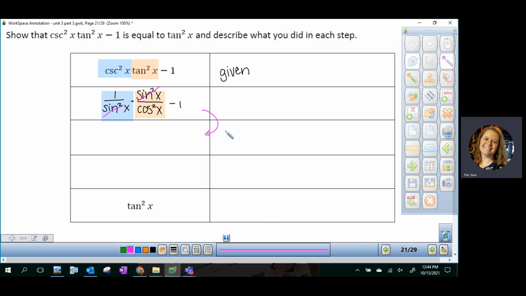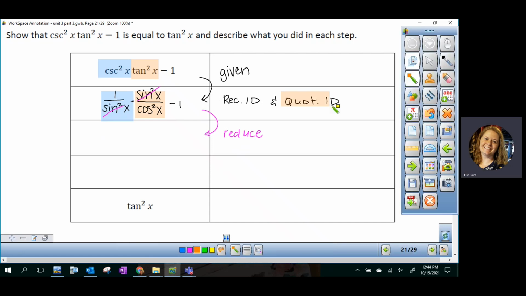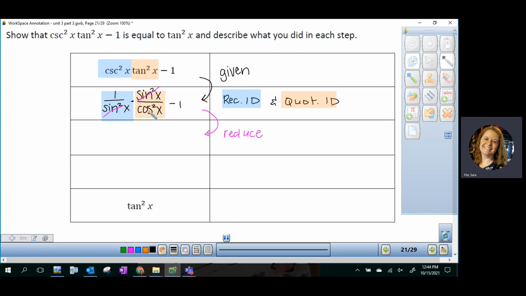Okay, so let me put my rules. So here I'm reducing. In that first one, I actually did 2 things. I did the reciprocal identity. That's what was in blue. And I used a quotient identity. That's what was in orange. So I'll color code those. So quotient identity was what was changed in orange, and reciprocal what was changed in blue. Okay, and then I reduced it. So that leaves me with 1 over cosine squared minus 1.